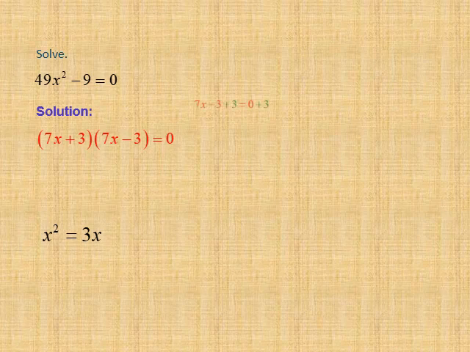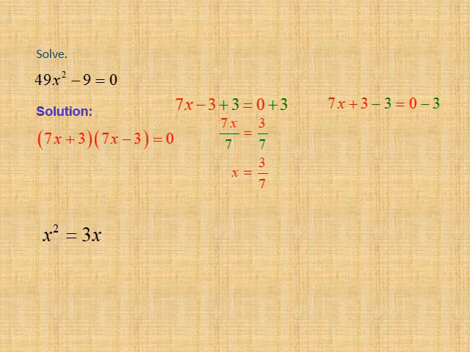So if we say 7x minus 3 equals 0, I can say that 7x equals 3, then x equals 3 over 7. This is the first solution. Then 7x plus 3 equals 0, then 7x equals -3, then x will be -3 over 7. So the solution set will be 3 over 7 and -3 over 7.